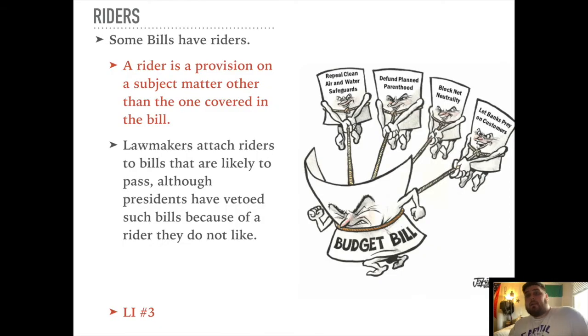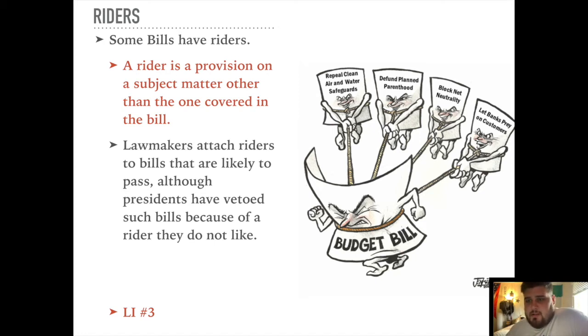Next thing here, riders. No, we're not talking about people who ride their bikes or people who are out riding around on motorcycles, things of that nature. Some bills have riders. A rider is a provision on a subject matter other than the one covered in the bill. So for example, a rider could be simply like saying like, hey, we're going to give you this budget bill.